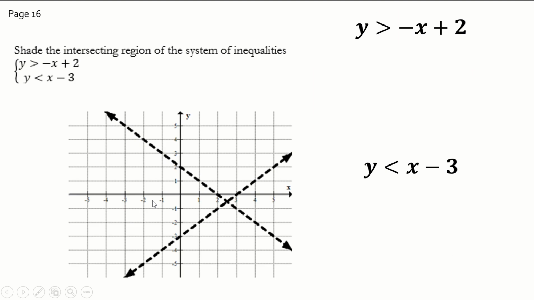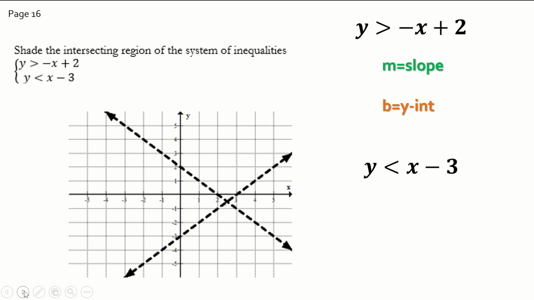Remember that you can also pick a point in the shaded region to test by plugging it in for x and y. The second example on page 16 says shade the intersecting region of the system of inequalities. So we're given two inequalities, and the nice thing is they're both already in y equals mx plus b. So the first one is y is greater than negative x plus 2. So plus 2 is my y-intercept with the slope of negative 1. And it tells me all y values are greater.